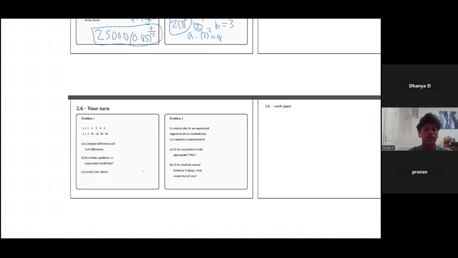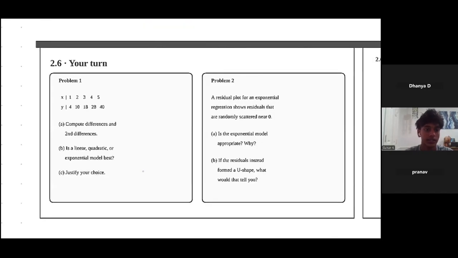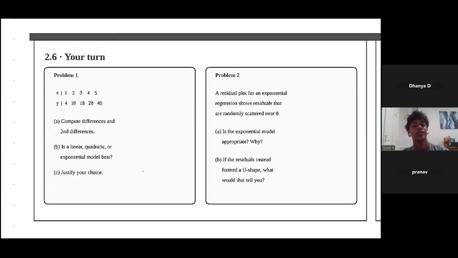Okay, so now two problems for you guys to exercise these skills. The first problem is going to ask you to compute differences and second differences, and then find if it's linear, quadratic, or exponential using these differences, and then justify your choice. Basically saying, why did you choose that? And then problem two, a residual plot for an exponential regression shows that residuals are randomly scattered near zero. Is it appropriate? Why? And if the residuals instead formed a U shape, what would that tell you? Okay, pretty basic questions. I'll give you guys a second to solve them and I'll explain them right after.